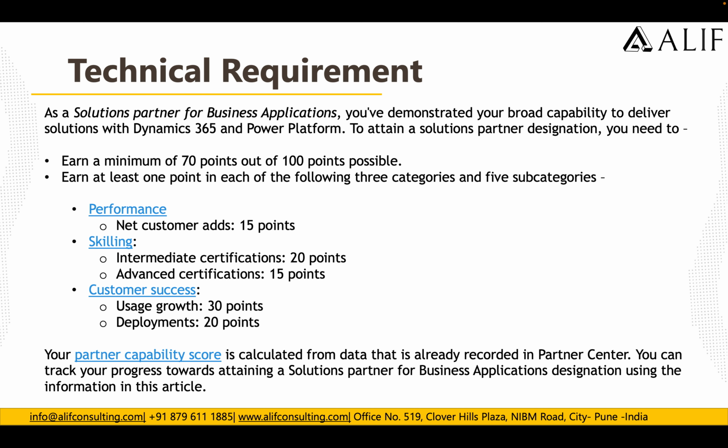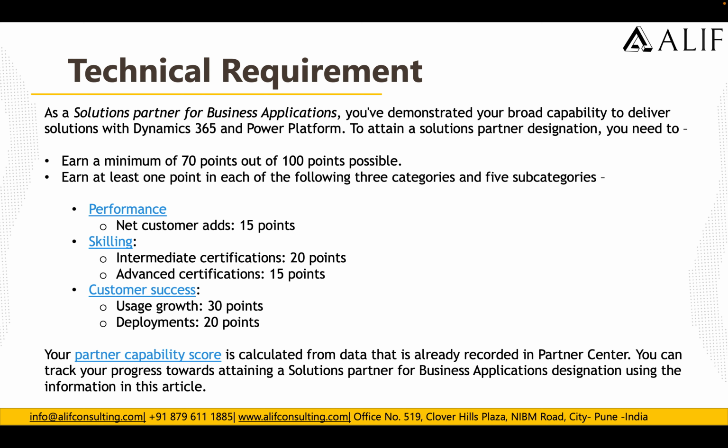To attain a solution partner designation, you need to earn a minimum of 70 points out of 100, and earn at least 1 point in each of the following three categories and five subcategories, right? So we have three categories: performance, scaling, and customer success. In performance, we have subcategories: net customer add, which means how many new customers you add, and then we have intermediate certificates and advanced certificates.